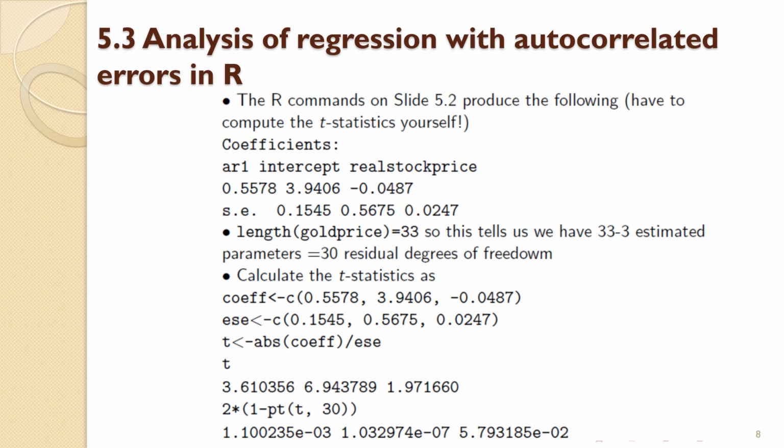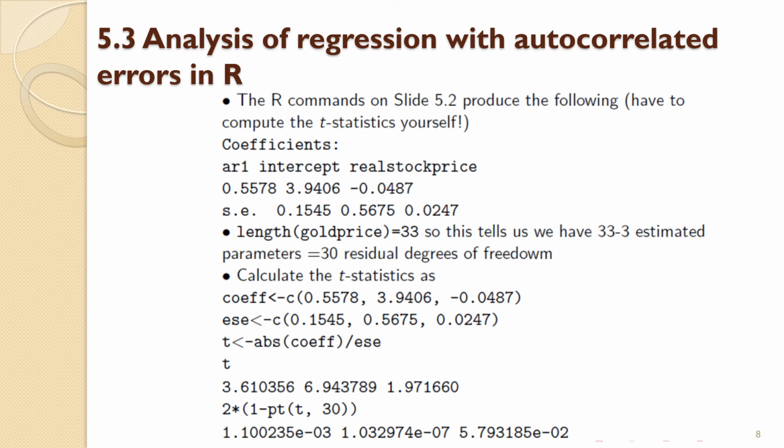So how this works then, the analysis in R produces the estimates and the estimated standard errors, but you have to do the t-statistics yourself, unfortunately. So the set of R output there gives the estimates and the estimated standard errors. Now the length of the gold price is 33, so this tells us we have 33 minus 3 estimated parameters, so 30 residual degrees of freedom.